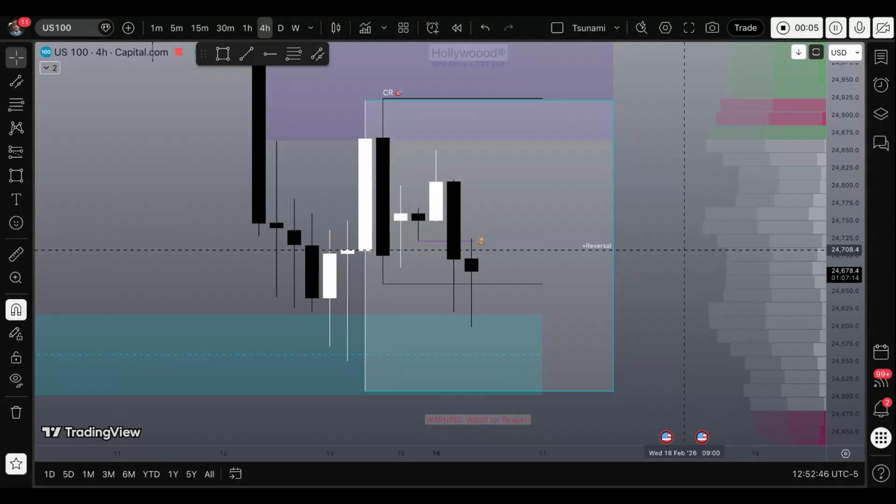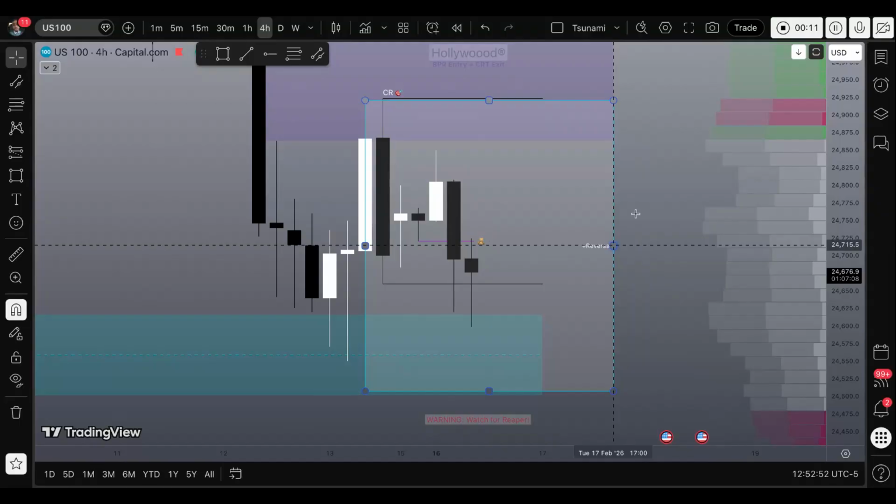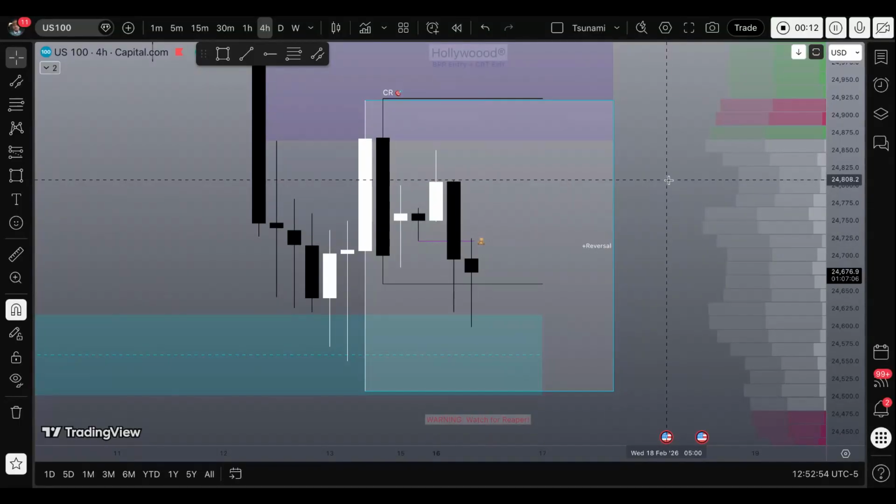Yeah, coming back once again with the Hollywood trades. We are inside of a nice frame on Nasdaq. We are on Nasdaq, which we'll call NQ, but I use the CFD chart because I pretty much do it all on this chart anyway.